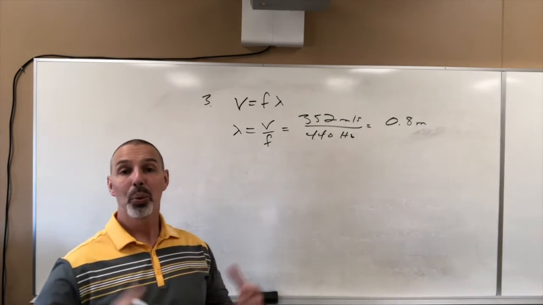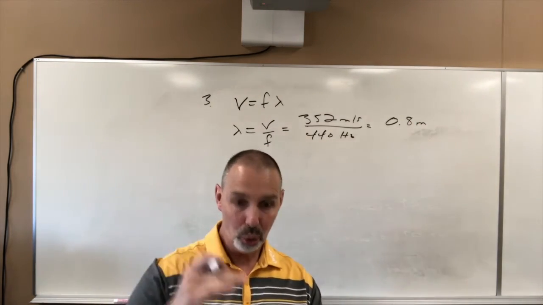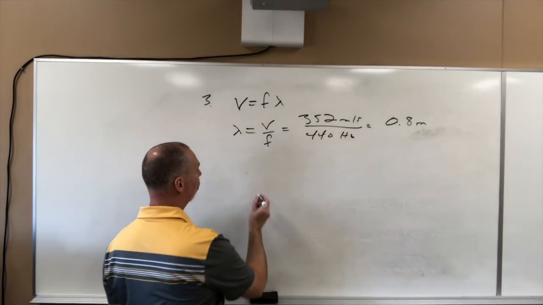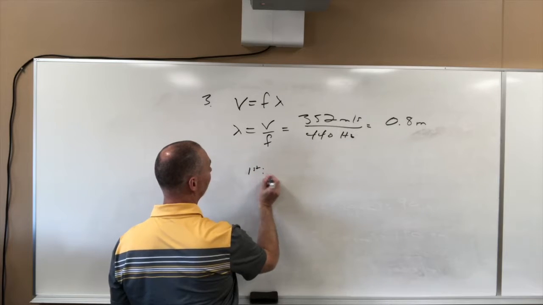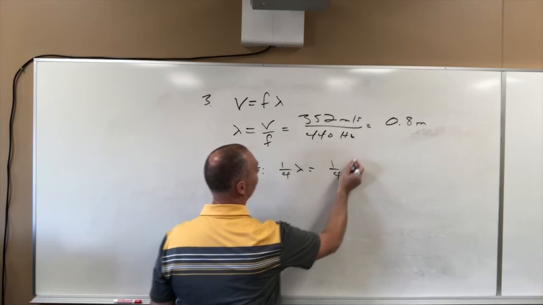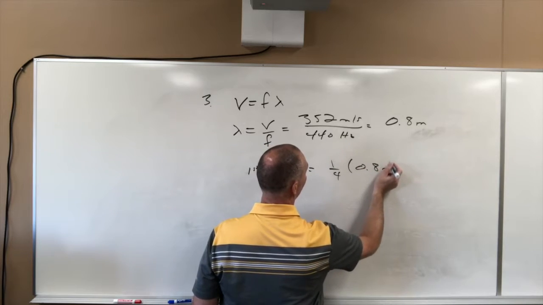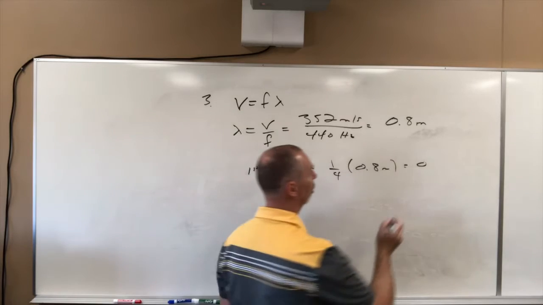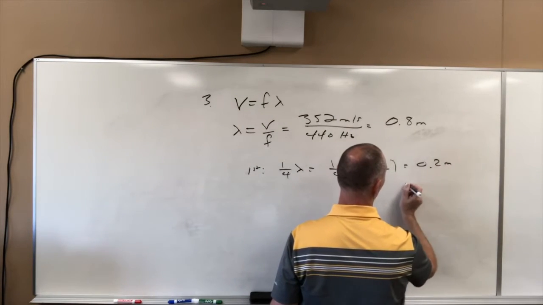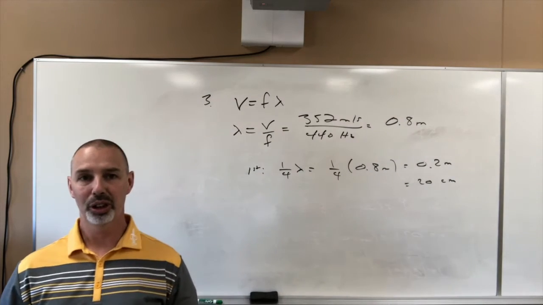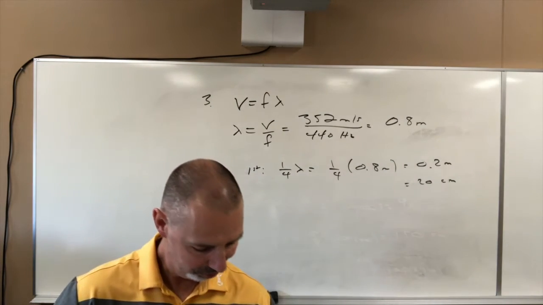And again, that's the wavelength. For the first resonance, the shortest column of air needed is going to be 1/4 of that, because the first resonant length happens at 1/4 of the wavelength. So 1/4 of 0.8 meters is 0.2 meters, or 20 centimeters, as the book has the answer.